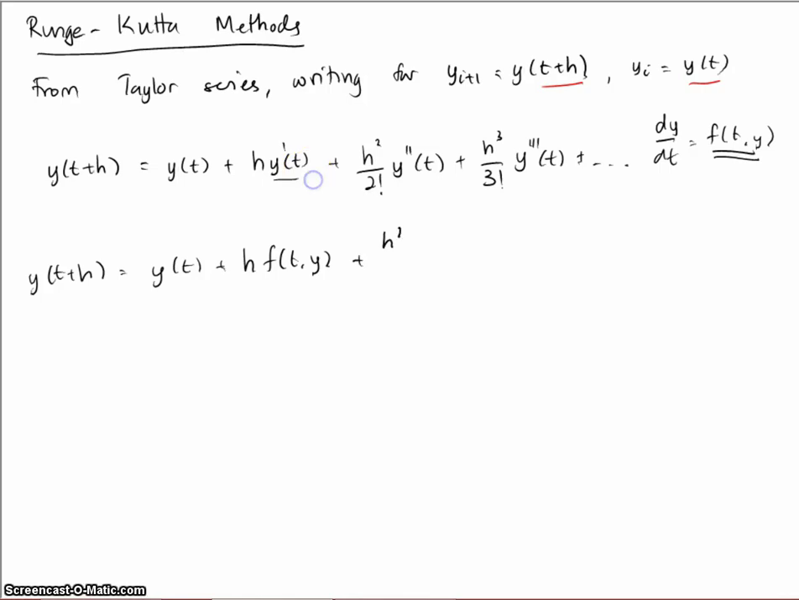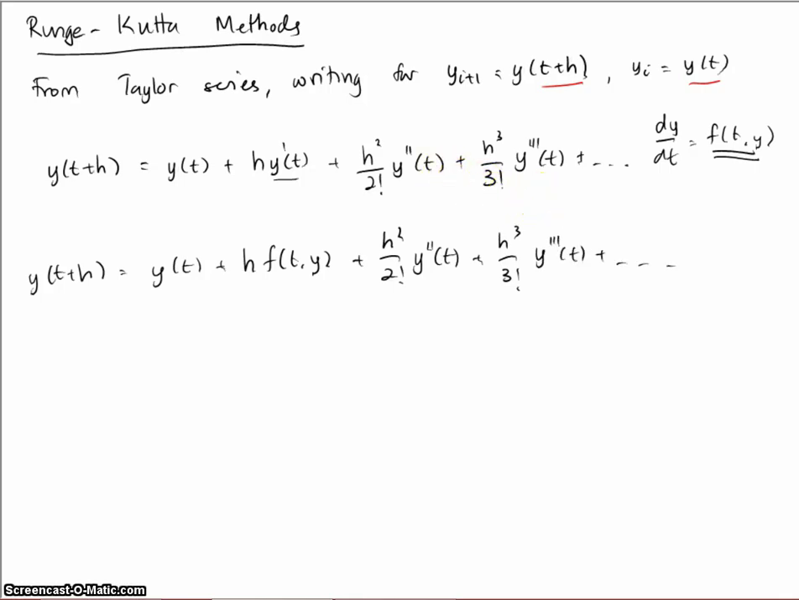Okay, so here you have h squared over 2 factorial. So y double prime effectively means the second order derivative. Since we do not have this expression, let's just leave y double prime as it is. If you look at the third order term, this is what you would have, and all the higher order terms.